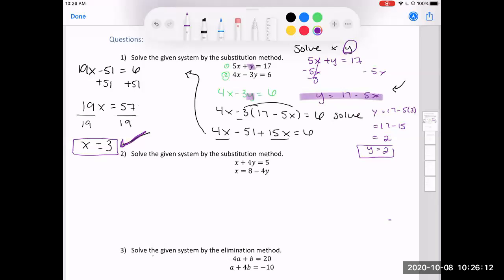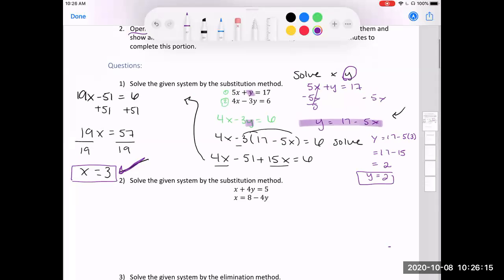Now the way you're supposed to enter it is as a coordinate point. Remember, it's always x comma y. So our answer is 3 comma 2. That's what we should enter.